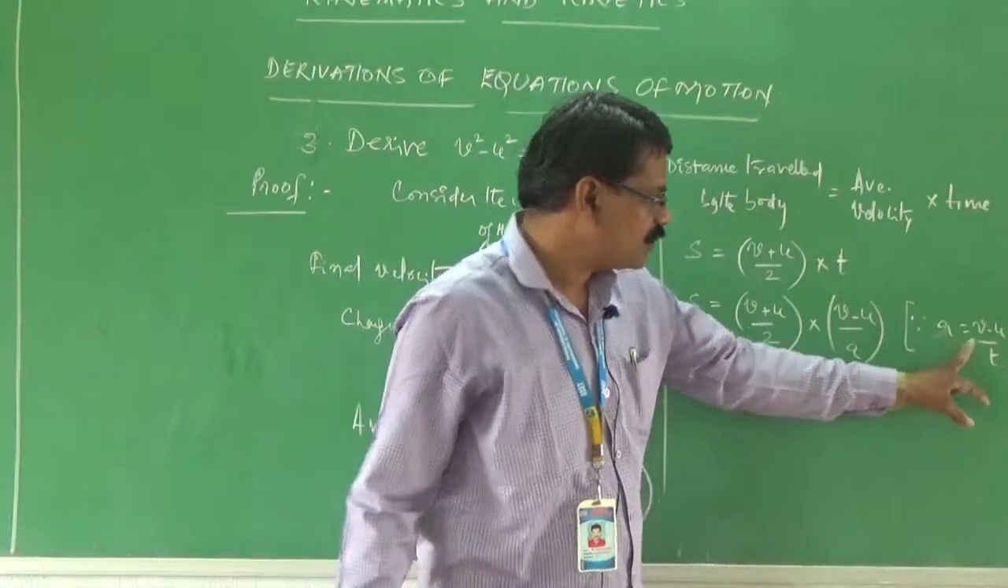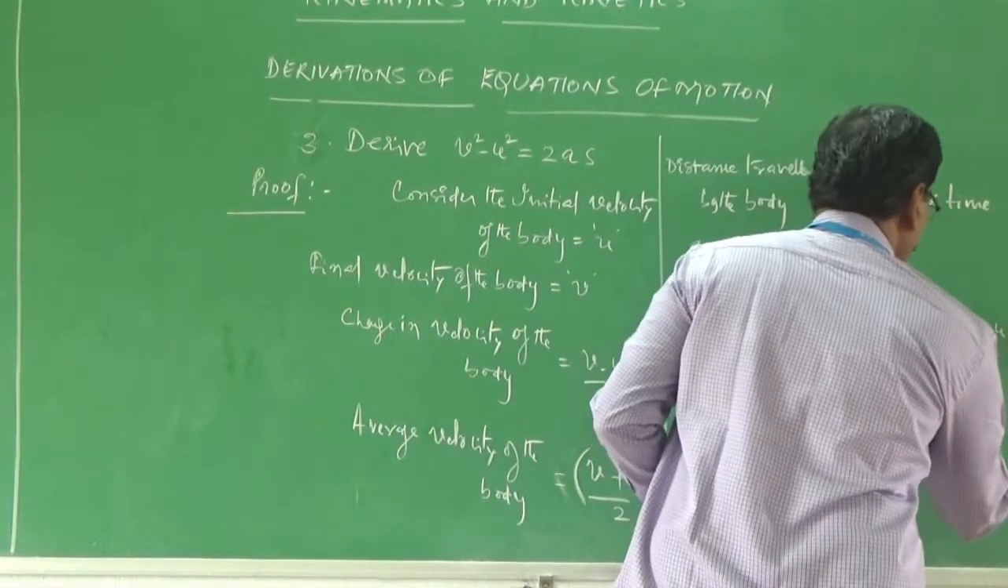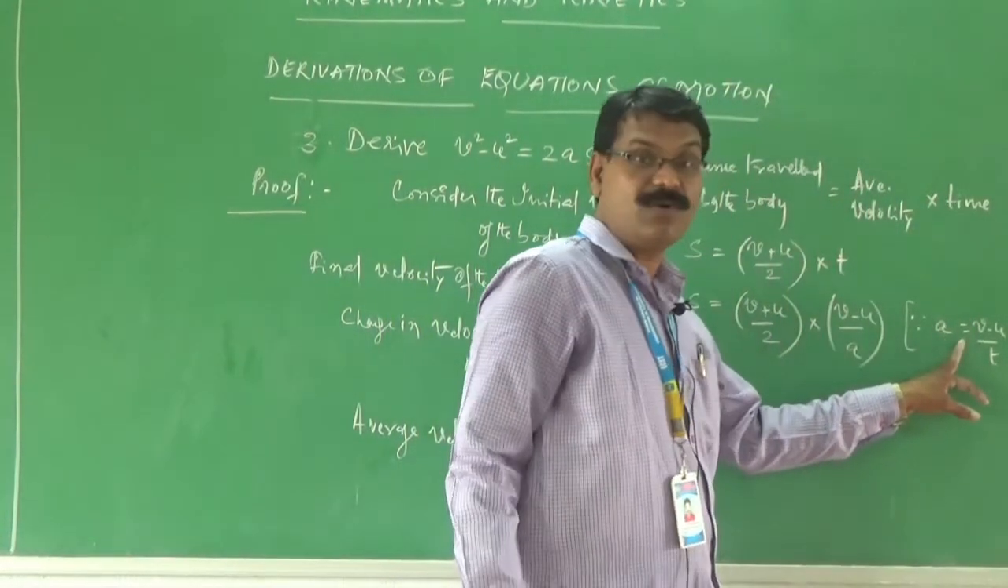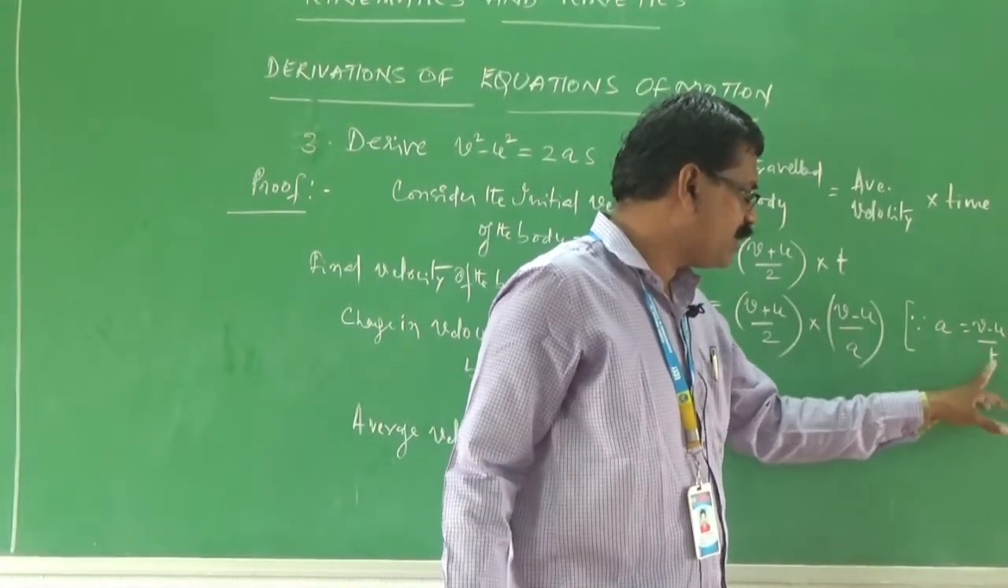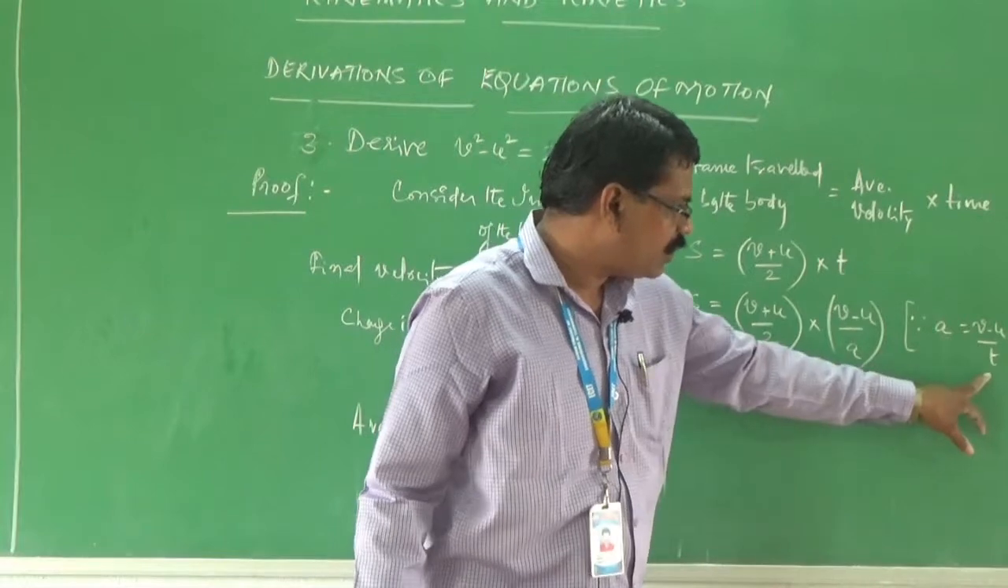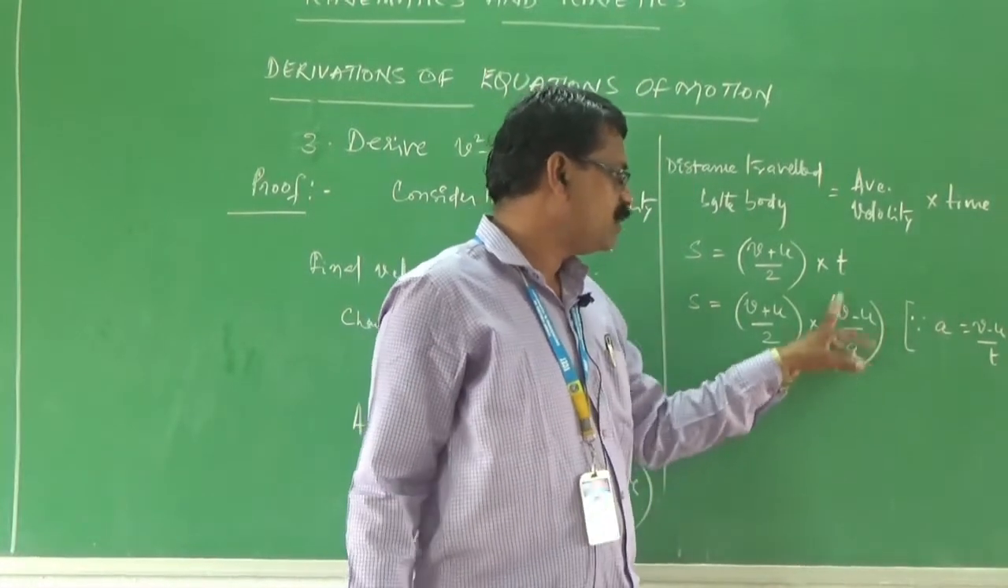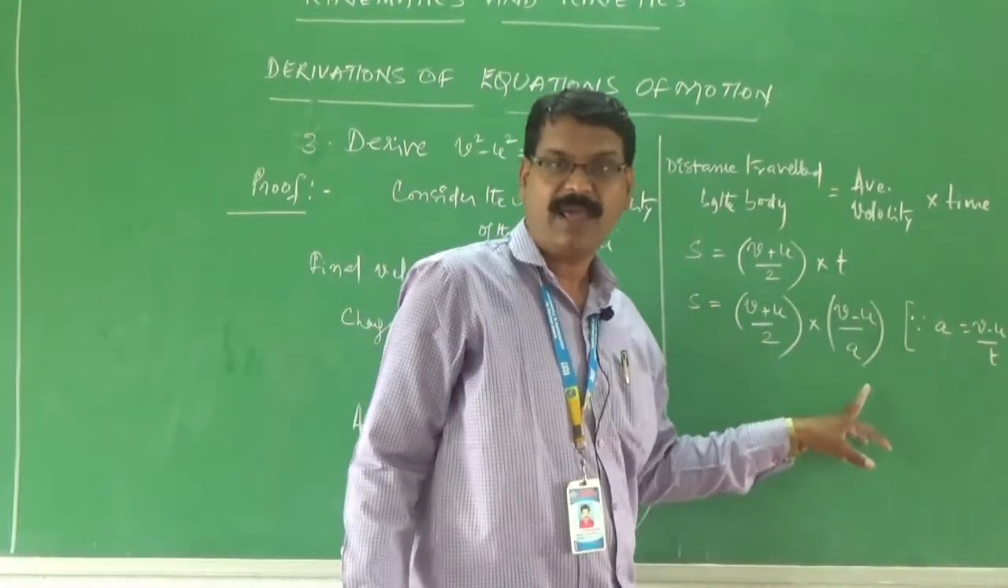If you see A is equal to (V minus U) by T, how do we define this? Acceleration is equal to rate of change of velocity by time. So I would write A is equal to (V minus U) by T. If we bring A to here and T to here, in place of T, I can write (V minus U) by A.